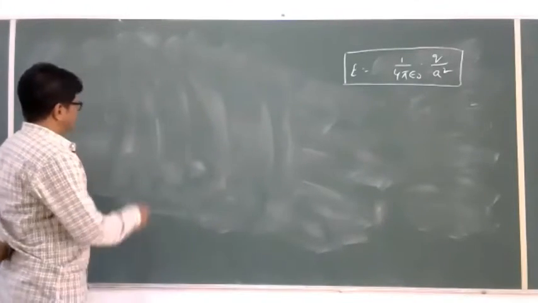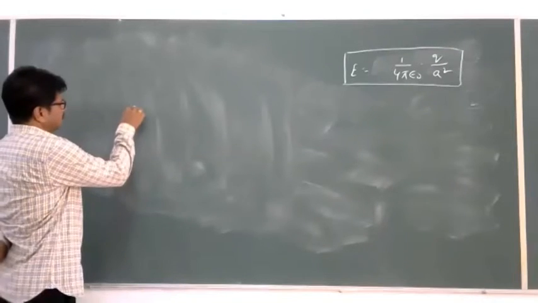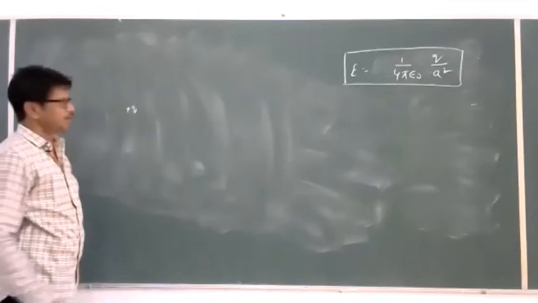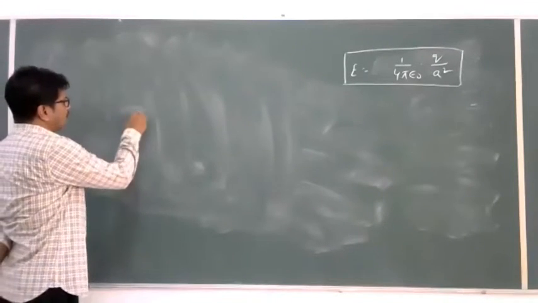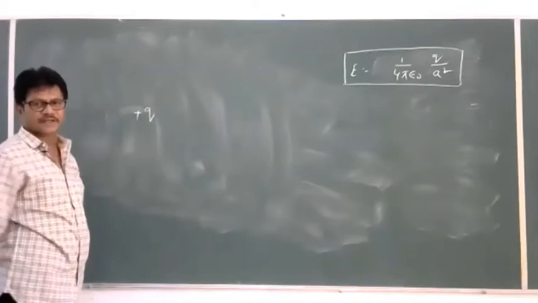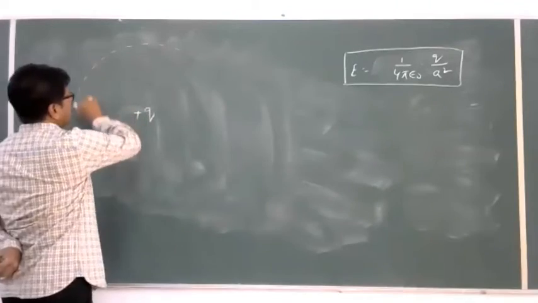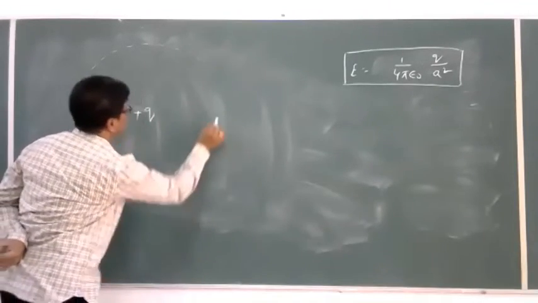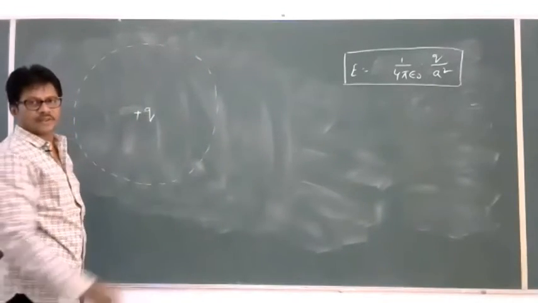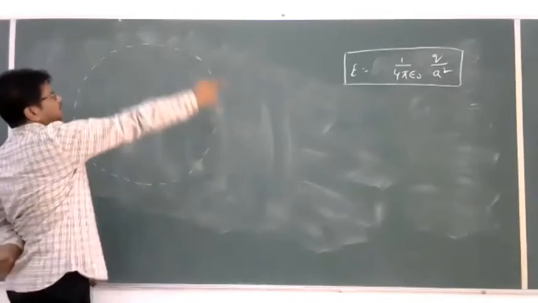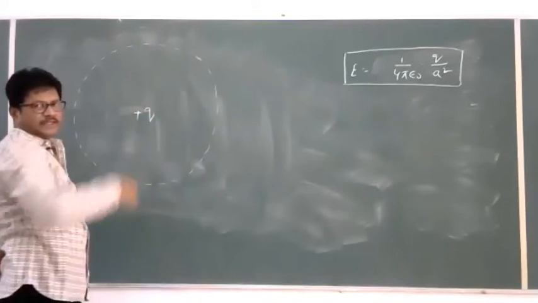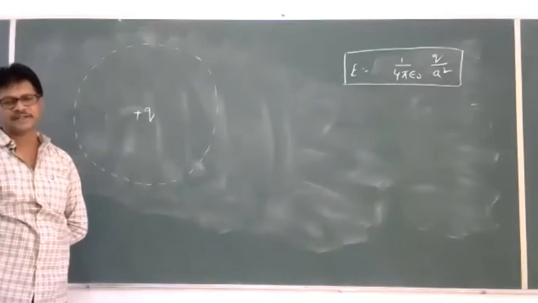For example, if I take any charge, what is an electric field now? What is an electric field? The space around the charge where its influence is felt. The space around the charge where its influence is felt is called an electric field.